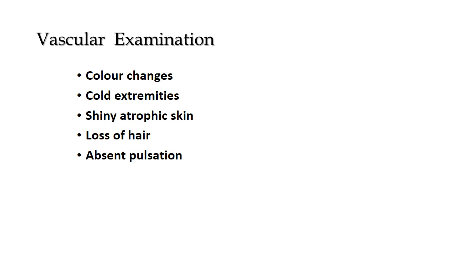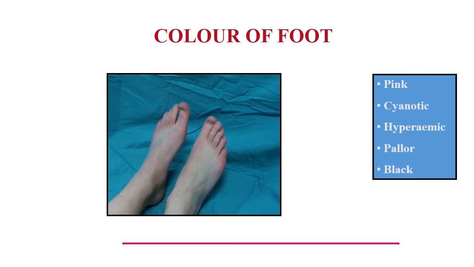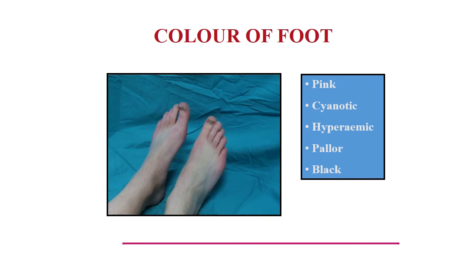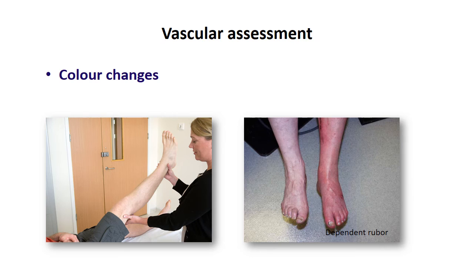On inspection, we look for color changes, and then we put our hand to look for cold extremities, shiny atrophic skin, loss of hair and absent pulsation. Any change in the color of the foot can be related to ischemia, as you see, from pink, cyanotic, hyperemic, to pallor, and of course we don't wait until we get this color. Color change is related to position.